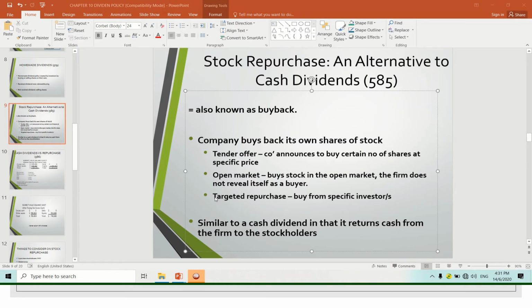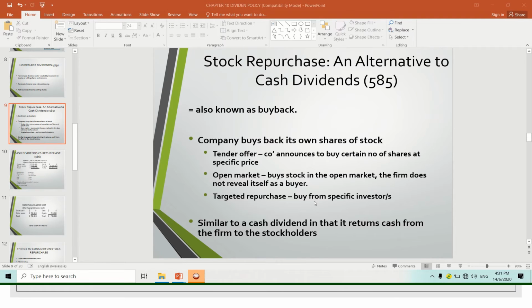Okay. Then another kind of stock repurchase that a company may do is through targeted repurchase. For this targeted repurchase, that means the issuer or the company only buys stock from a specific investor.